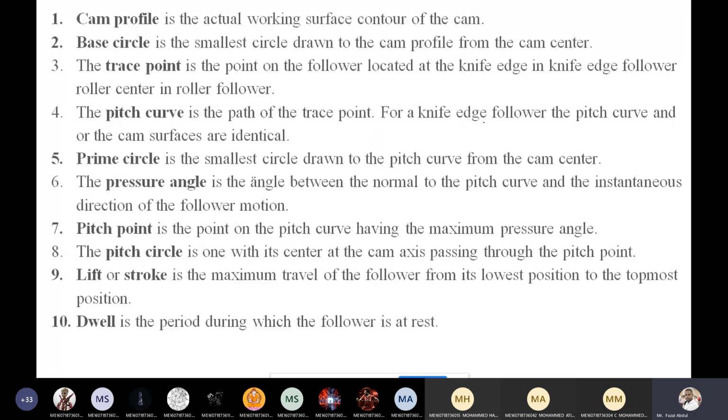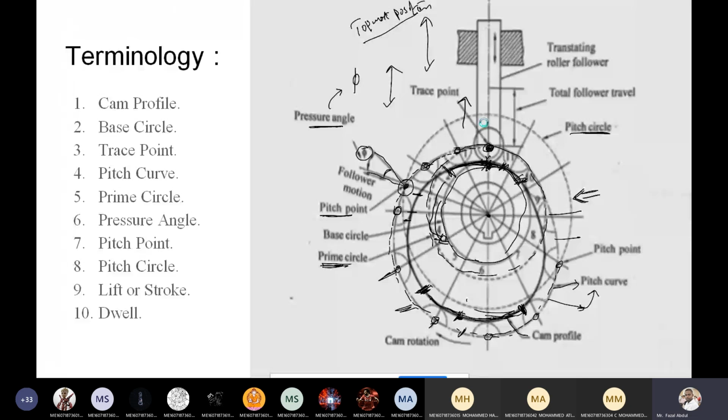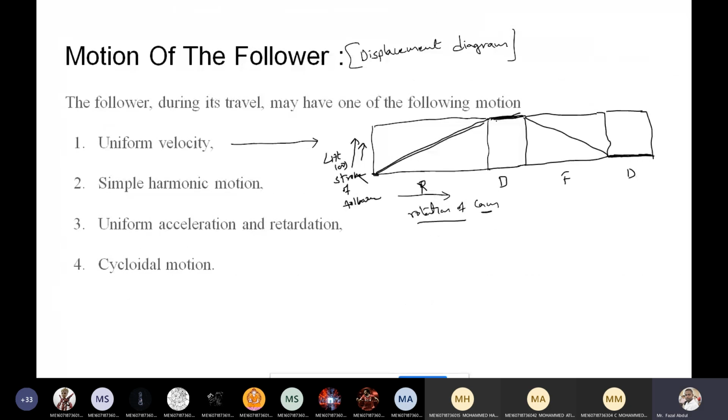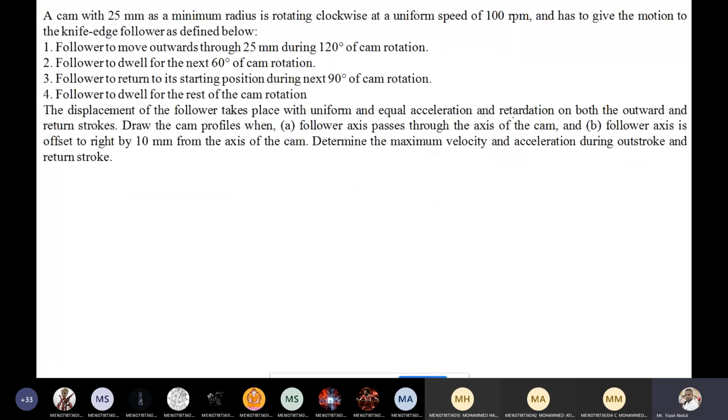Next, after total lifting from here to here, in this region there is no uneven surface, meaning a total flat surface is there. Because of that, a dwell period will be generated for the follower, that is the top dwell period. Now what happened next?